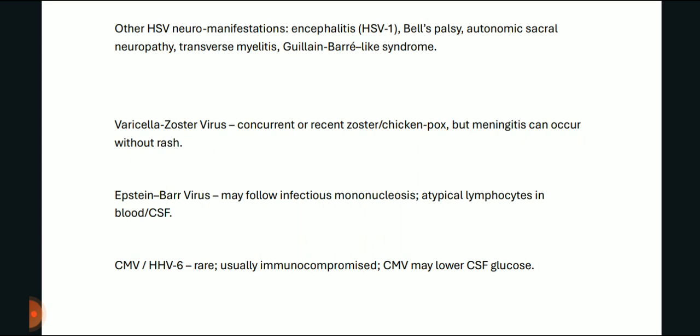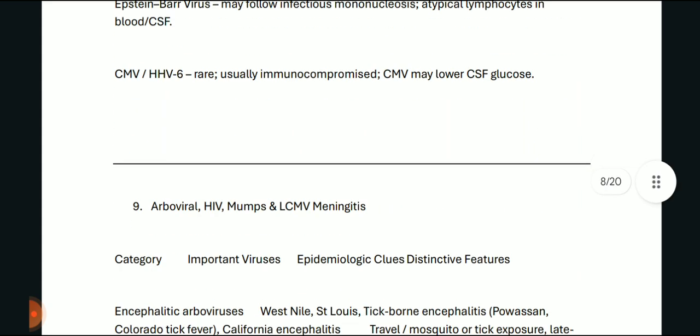The varicella zoster virus causes concurrent or recent zoster or chickenpox, but meningitis can occur without rash. The Epstein-Barr virus may follow infectious mononucleosis. Most commonly, Epstein-Barr virus results in infectious mononucleosis. Atypical lymphocytes may be seen in blood or CSF. CMV, HHV6, these are rare, usually cause disease in immunocompromised cases, and CMV may lower the CSF glucose as well.